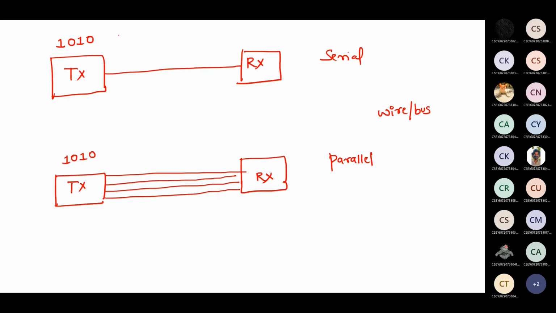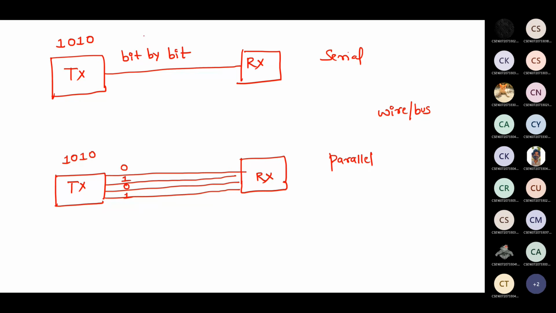In serial, information will be transferred bit by bit. Whereas in case of parallel, all the bits will be transferred simultaneously, like 0, 1, 0, 1. So all the 4 bits will be transferred simultaneously from the transmitting end to the receiving end. It is called parallel. So that's the reason it will be faster.